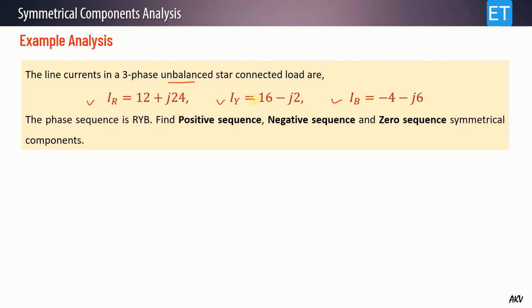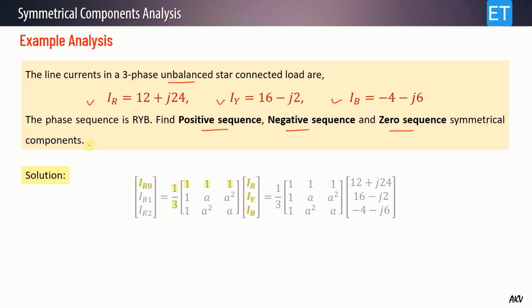Since it is an unbalanced current vector, you have to find the positive sequence, negative sequence and the zero sequence symmetrical components. So let's see how we can do this. Let's see the solution. First we will write the matrix equations. I will find these three components IR0, IR1 and IR2.